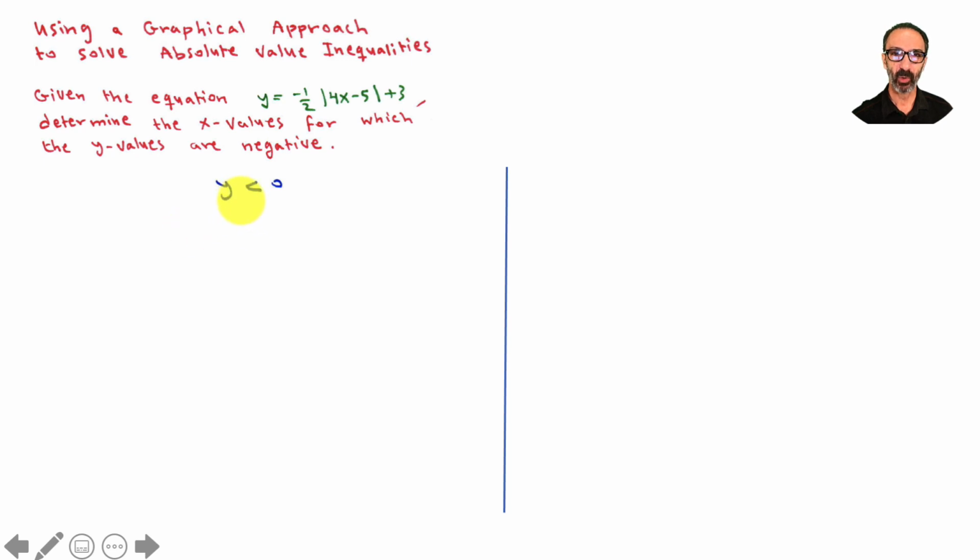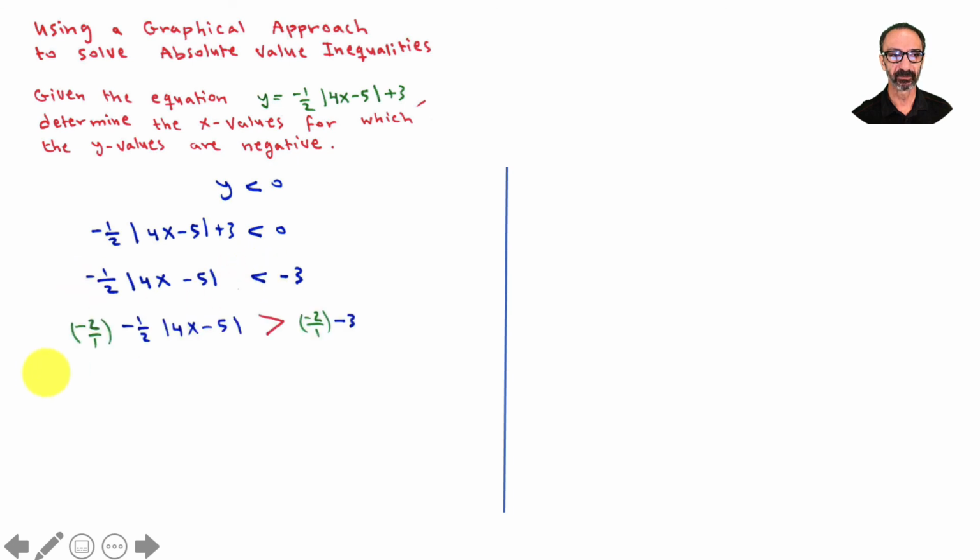So we have y less than 0, that's being negative. This is my y, so I'm going to set it less than 0. We're going to subtract 3 from both sides, and we'll get this negative 3 on the right. We're going to multiply both sides by negative 2 over 1, which is going to flip the inequality sign, as you can see.